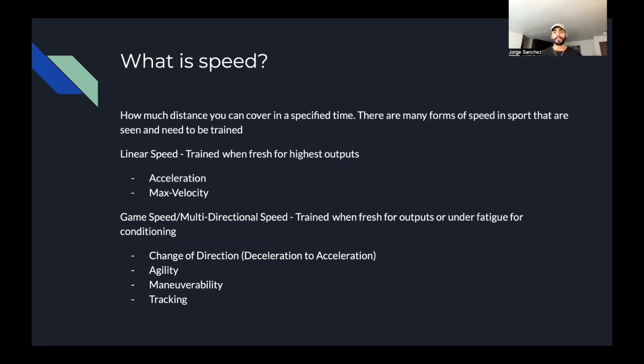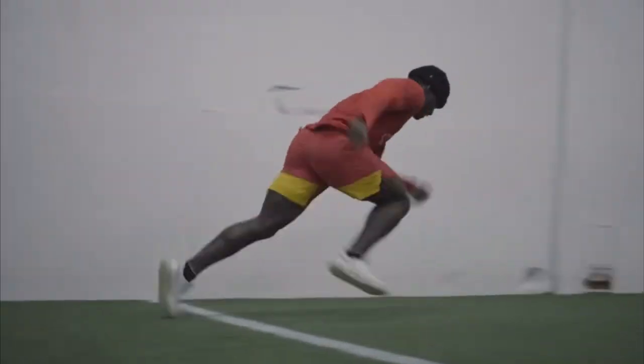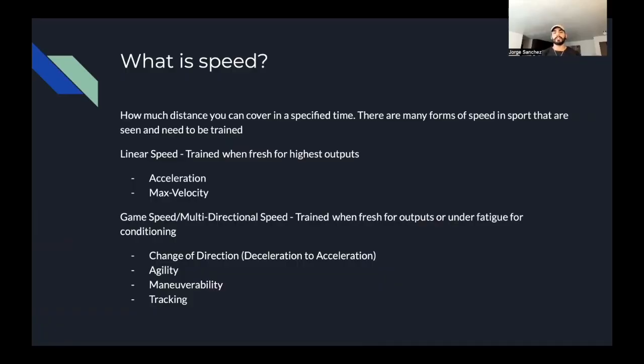Now, there's many forms of speed, and they all need to be trained to build a complete athlete. So from a linear speed perspective, we have acceleration and max velocity. Now, linear speed needs to be trained when fresh with full recovery to achieve the highest outputs possible from it. Now, you can't get faster training speed when fatigued because you won't be recovered to move as fast as you can.